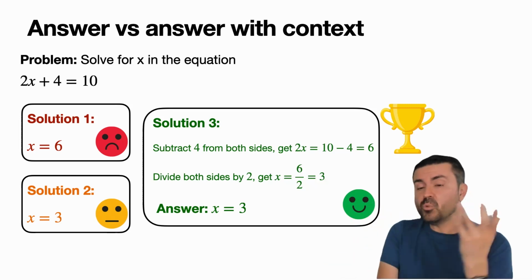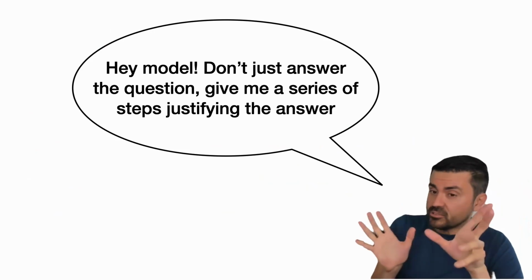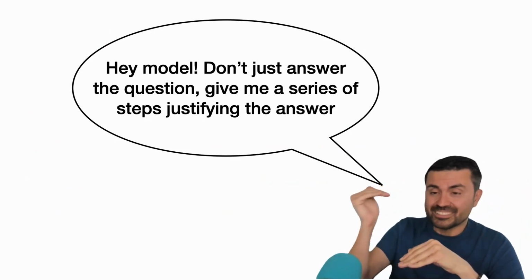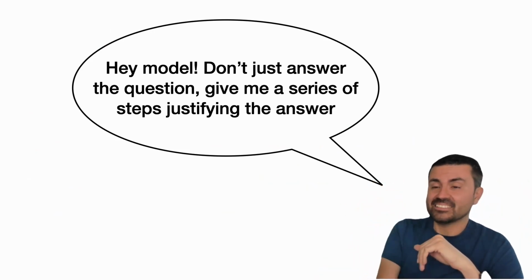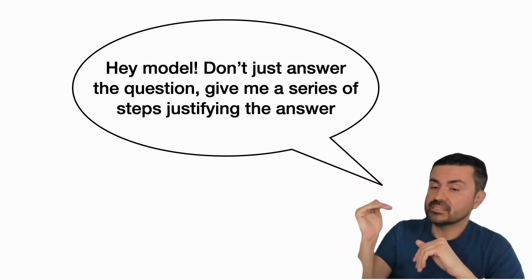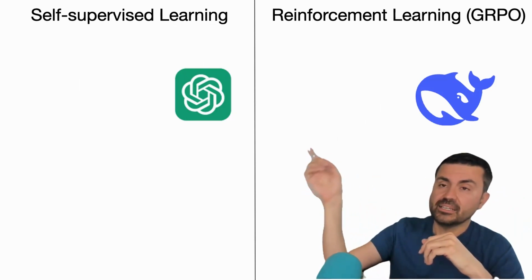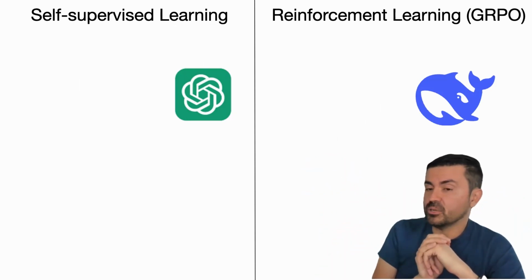Now, how do we do that? Well, we can tell the model explicitly, hey model, don't just answer the question, give me a bunch of steps that lead to that solution. Now, in order to train a model to give an answer by showing intermediate steps, we have two main ways to do it: self-supervised learning and reinforcement learning, or GRPO.